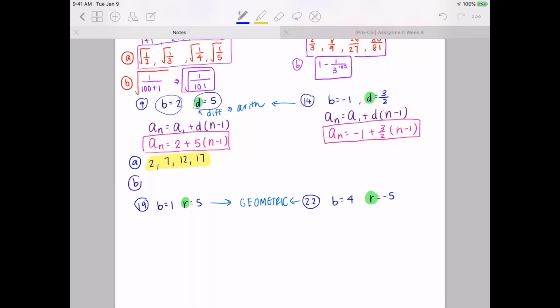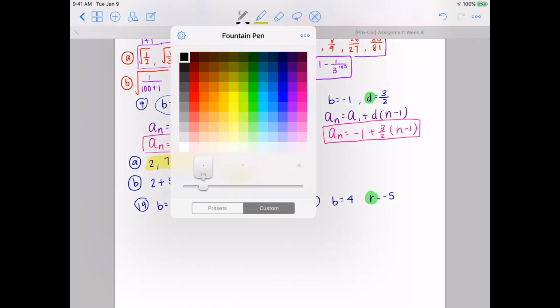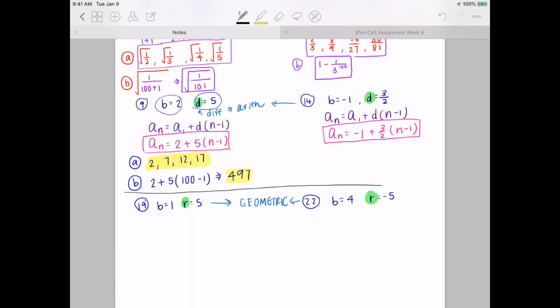But second part, because we're going to be finding the 100th term, it's easier if we substitute it into the formula. So it'll be 2 plus 5, and we're going to put 100 minus 1. And if you put that in your calculator, you should have gotten 497. That's the answer when you put in 100. Okay. Let's keep going. I'm going to split this up.